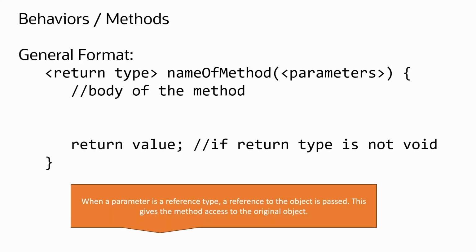When a parameter is a reference type, a reference to the object is passed. This gives the method access to the original object. Similarly, when we return a reference type, the reference is passed back to the calling method.